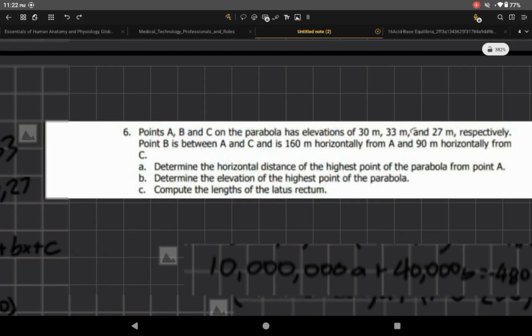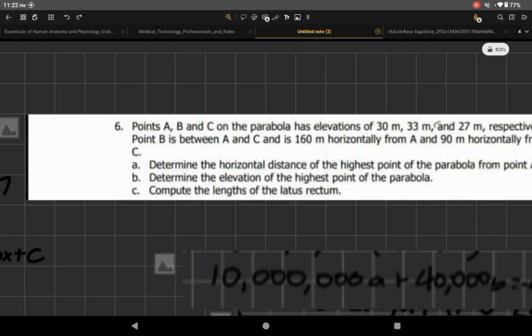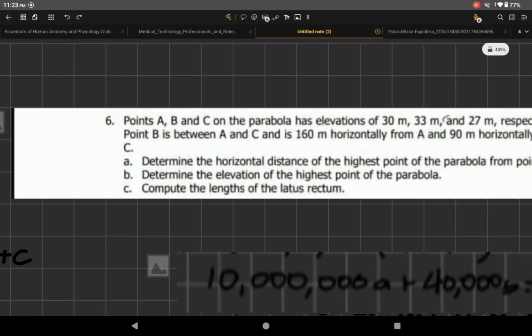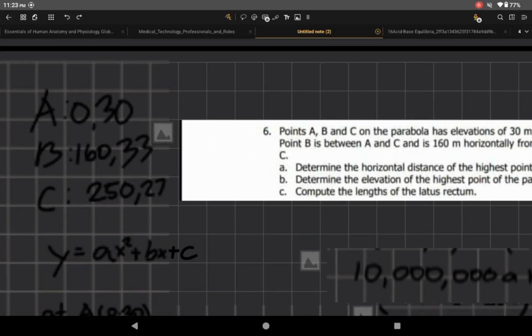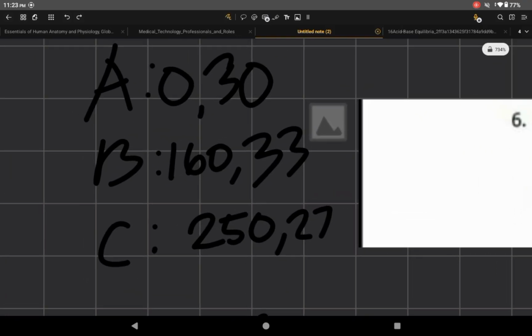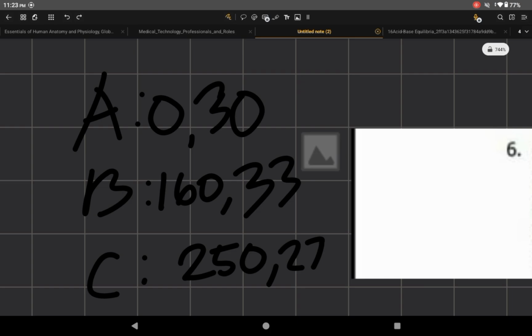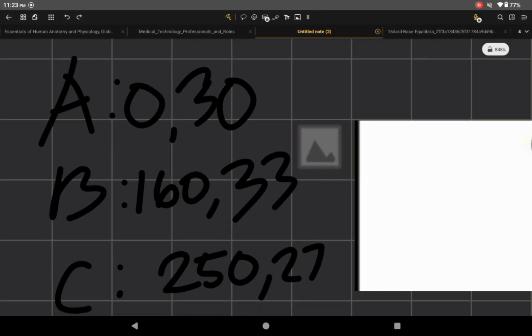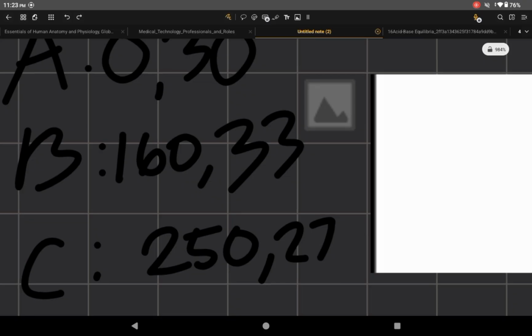Start with A. Take note that elevation is on the y-axis. A is at the beginning, so our x is 0, and its elevation is 30. So x and y, x is 0 and y is 30. For B, 160 meters from A, so x is equal to 160 since the x of A is 0, and it's stated that B is 160 meters away from A, so 0 plus 160 is 160. And its elevation is 33, so y is 33.